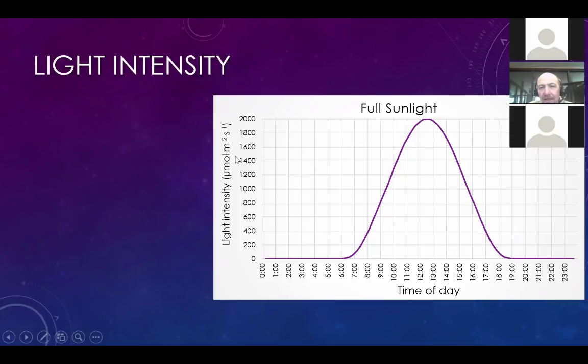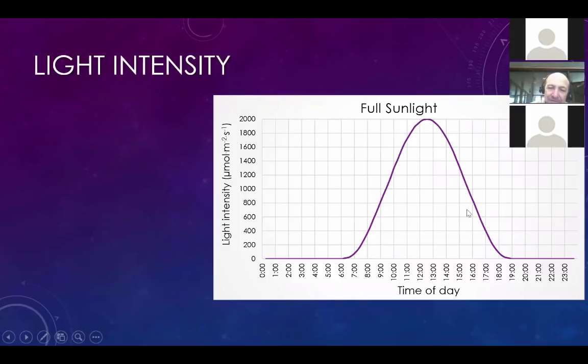y-axis. And this is an example of a perfectly sunny day outside where it's dark in the morning, the sun rises, and we have a peak. And in North America, we know that peak tends to be around 2,000 micromole. And then it comes back down in the afternoon.